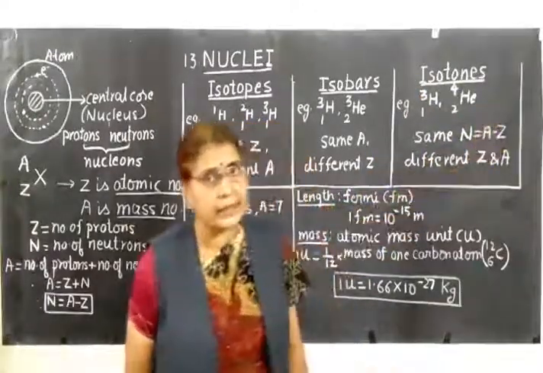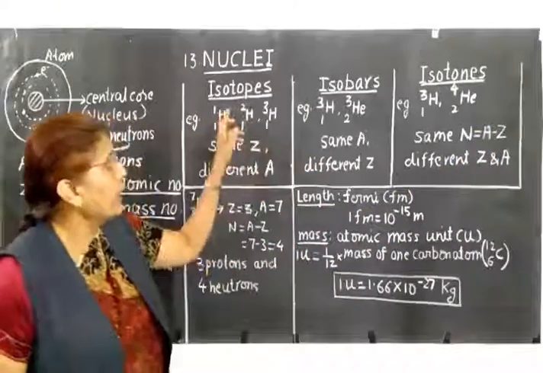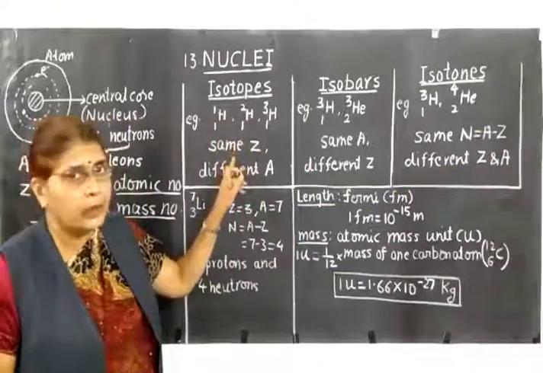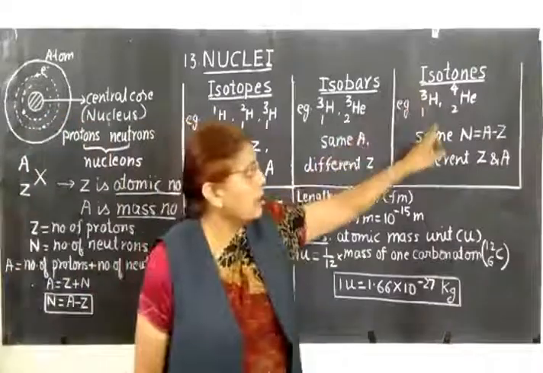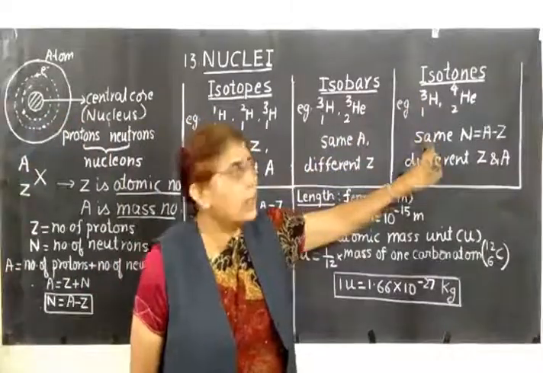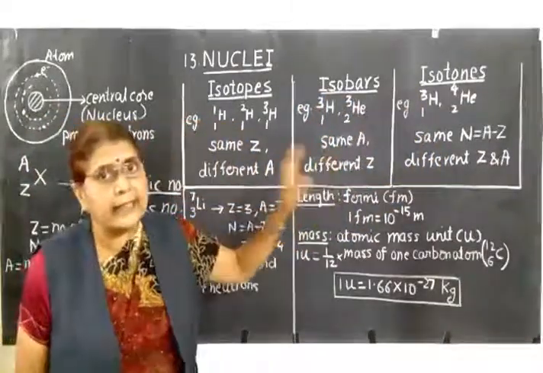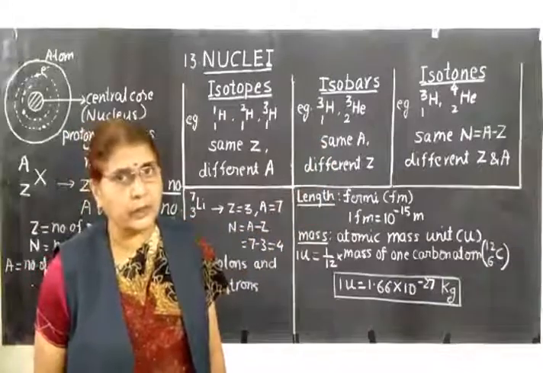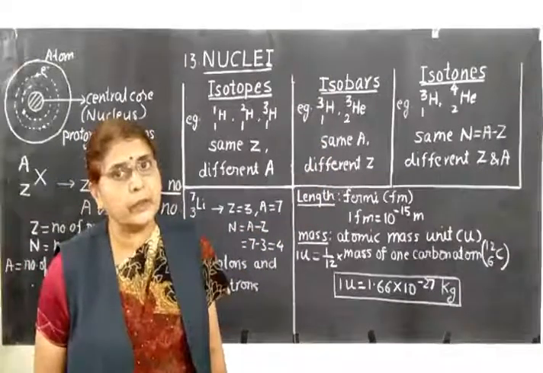So let us summarize it once again. Isotopes contain same number of protons. Isotones contain same number of neutrons, whereas isobars contain same number of nucleons. Nucleons means protons and neutrons together.